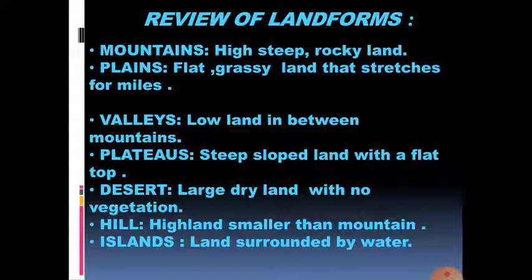Review of landforms. Now let's review what we have studied in this chapter. Mountains. What are mountains? High, steep, rocky land. Plains, flat, grassy land that stretches for miles. Valleys, low land in between mountains. Plateaus, steep sloped land with a flat top. Desert, large dry land with no vegetation. Hill, highland smaller than a mountain. Higher than a plain and smaller than a mountain.